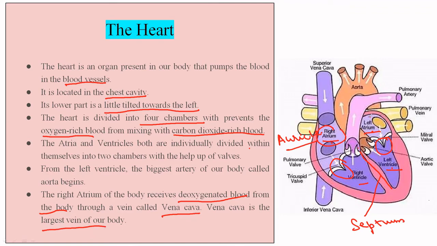The left side of the heart receives oxygenated blood with the help of the pulmonary vein. This pulmonary vein carries oxygenated blood from the lungs, and this oxygenated blood then comes into the left ventricle and is carried to different parts of the body with the help of the aorta. So what is the aorta? The aorta is the biggest artery of our body.